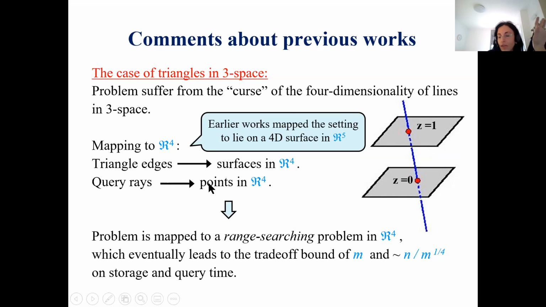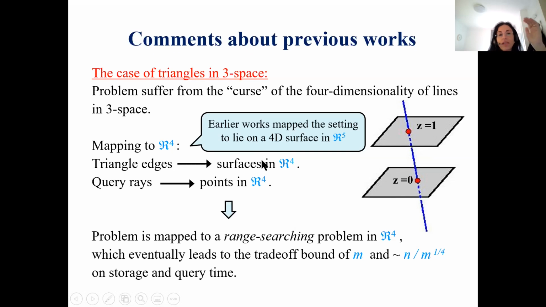Without getting into too many details, the condition that a line intersects a triangle can be expressed as a semi-algebraic set in R4. So we collect them, and what we obtain is an instance of a range searching problem in R4 for points and semi-algebraic sets.